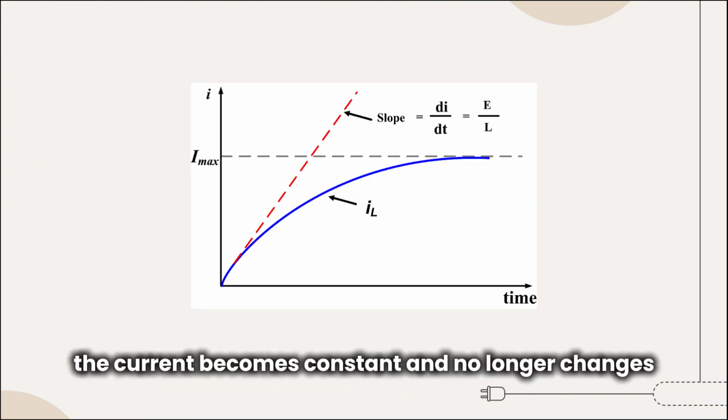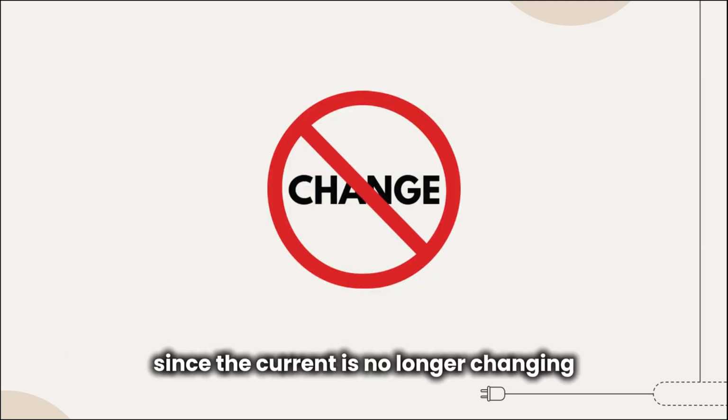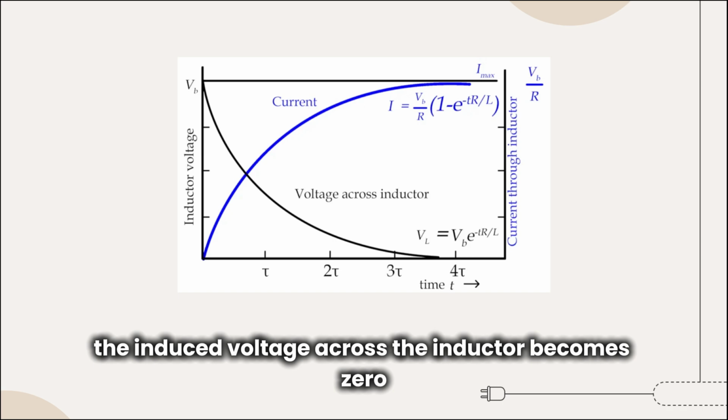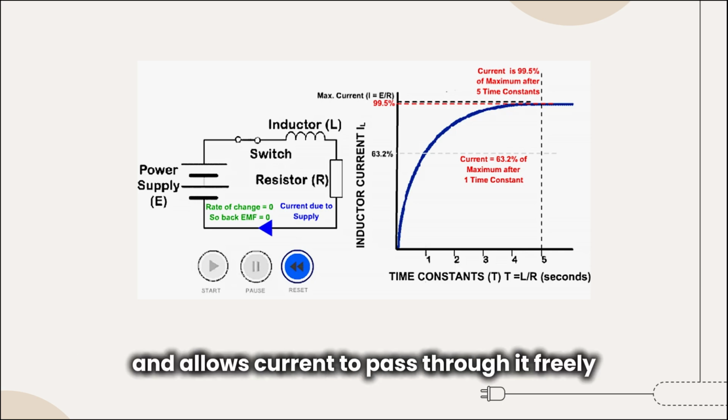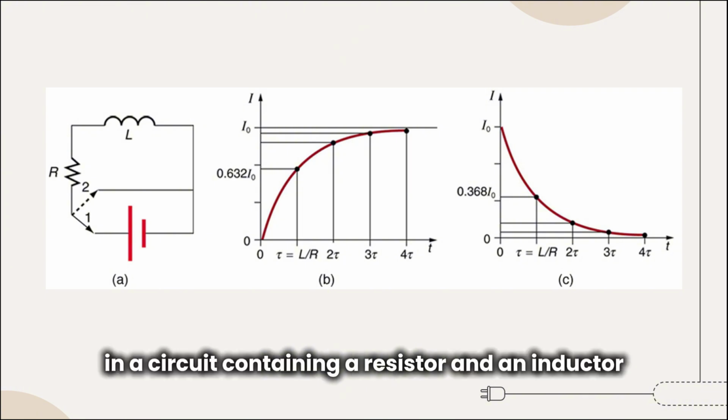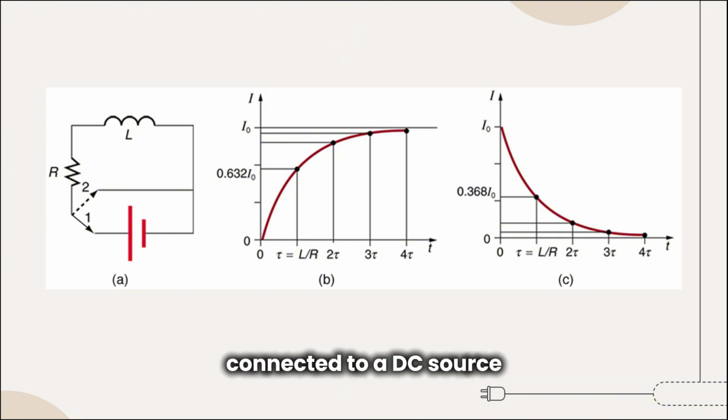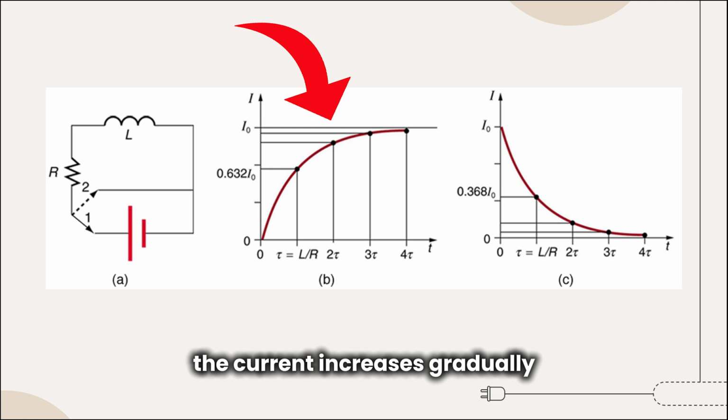After a long time, the current becomes constant and no longer changes. Since the current is no longer changing, the induced voltage across the inductor becomes zero. At this point, the inductor behaves like a short circuit in a DC circuit and allows current to pass through it freely. For example, in a circuit containing a resistor and an inductor connected to a DC source, the current increases gradually according to an exponential curve.